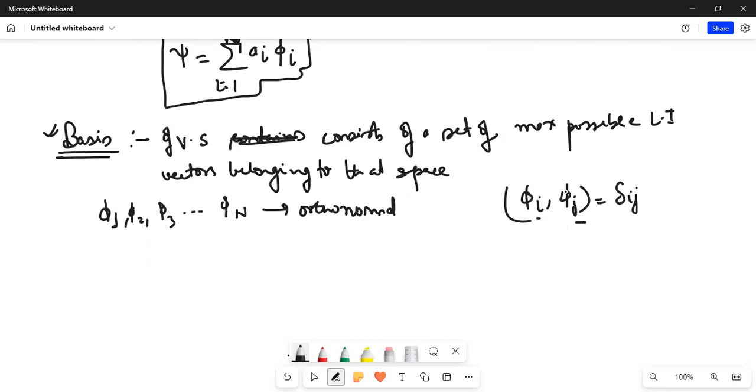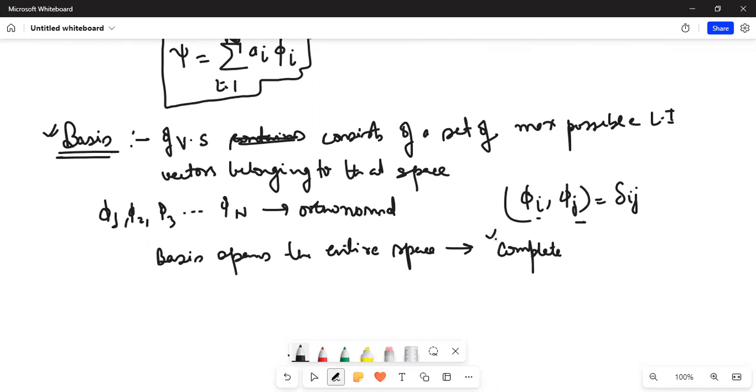And if the basis spans the entire space, then this particular space is said to be complete. We say that a space is complete when the basis spans the entire space. So for example, if i cap and j cap are such two orthonormal vectors which span the entire R square, then these bases are said to span the space, and that particular space is actually complete.